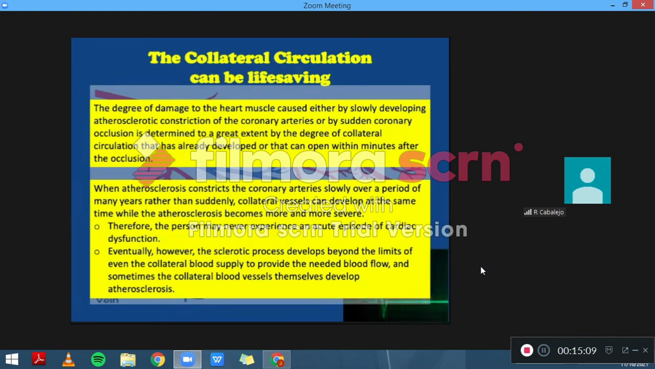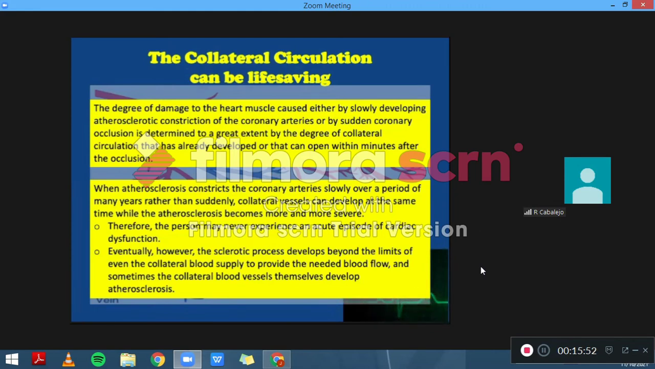When atherosclerosis constricts the coronary artery slowly, over a period of many years rather than suddenly, your collateral vessels can develop at the same time while the atherosclerosis becomes more and more severe. Therefore, the patient may never experience an acute episode of cardiac dysfunction, or may just develop subacute small infarctions that sometimes go unrecognized clinically. Eventually, however, the sclerotic process develops beyond the limits of even your collateral blood supply to provide the needed blood flow. And sometimes your collateral vessels themselves can develop atherosclerosis.